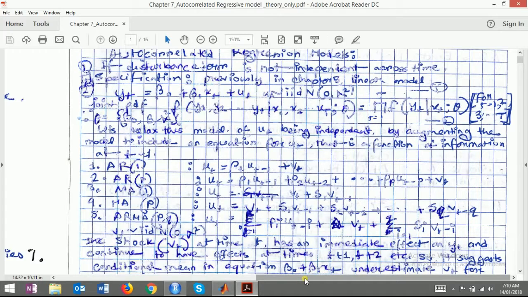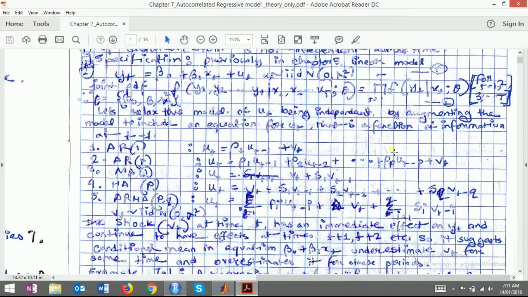Let's relax the assumption of the residual being independent by augmenting the model to include an equation for ut. So ut will not be independent anymore; the residual will not be independent and identically distributed anymore. We are going to include an equation for ut, which is a function of information at time t minus 1. So the current residual value ut will depend on the previous value of the residual, ut minus 1. That is what is meant by a function of information at time t minus 1.